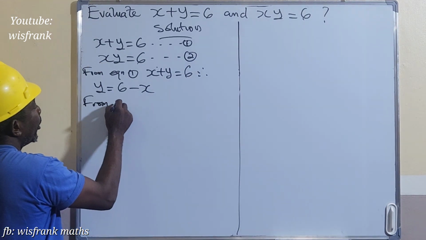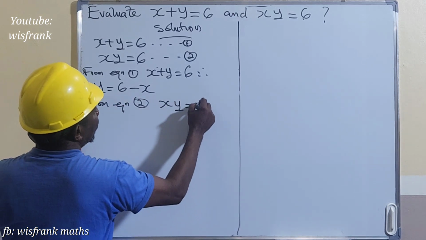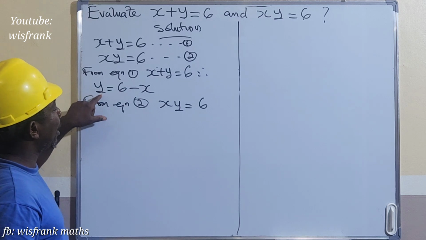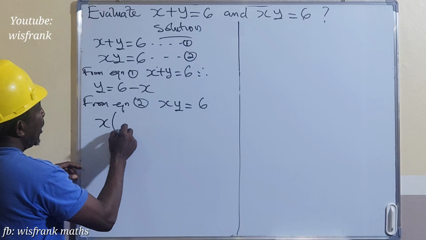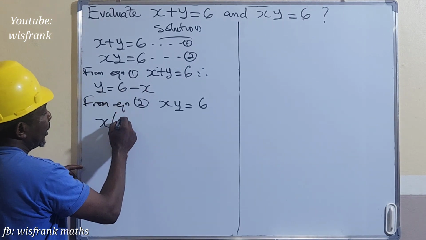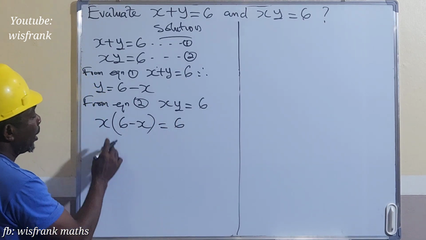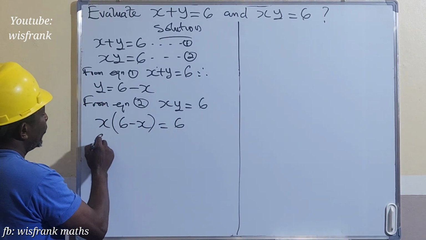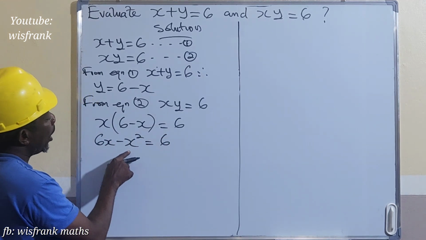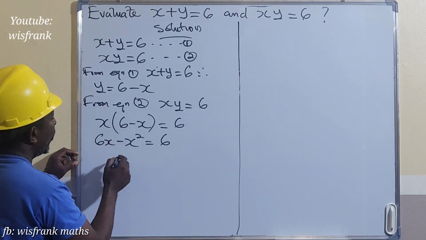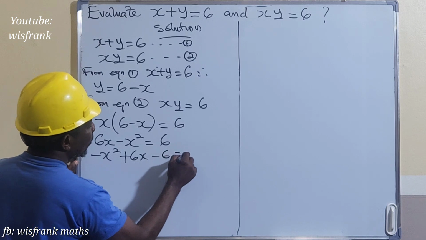Then from equation 2, we have xy equals 6. Then we are going to substitute the value of y in this equation. So we have x into, since we have y equals 6 minus x as the value of y, this equals 6. Therefore, we can multiply this. This will become 6x minus x squared equals 6. So here we can transpose 6 to the other side. So that will become minus x squared plus 6x minus 6 equals 0.